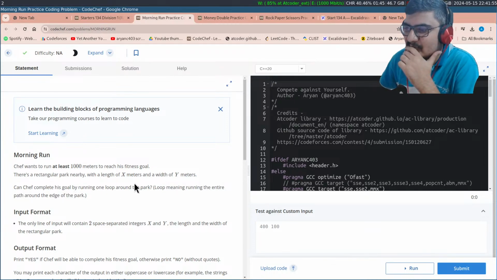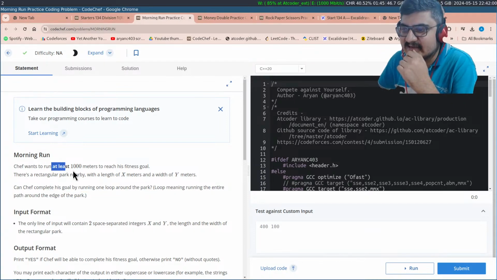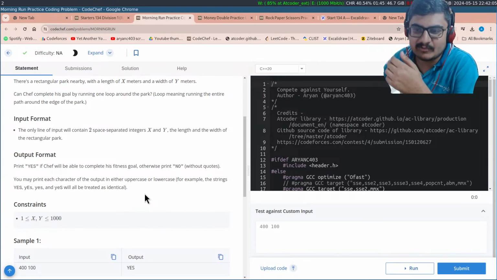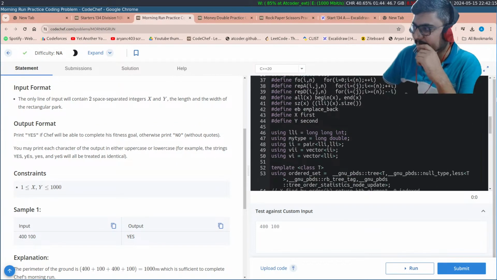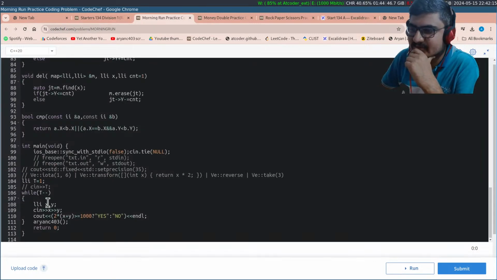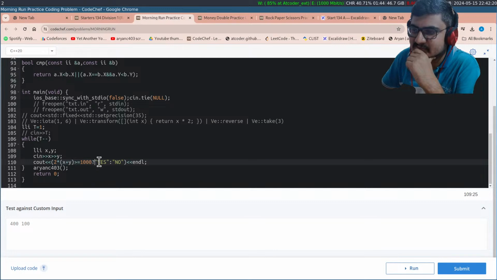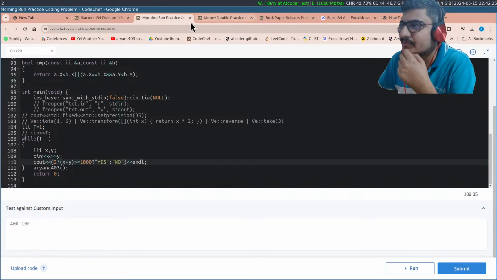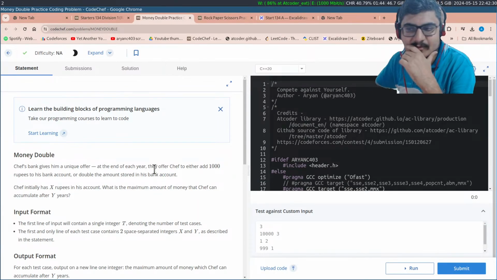So we first need to calculate the length of the path around the boundary of the park, and if it's at least 1,000 we should print yes, otherwise we should print no. The perimeter of the rectangle is 2 times length plus 2 times breadth. So it would essentially be 2 times x plus 2 times y greater than or equal to 1,000. The code takes two variables as input, then checks if 2 times x plus y is greater than or equal to 1,000. If yes, print yes, otherwise print no. And that was the solution for this problem. I will quickly go through the first three problems and then take questions on them, if any.